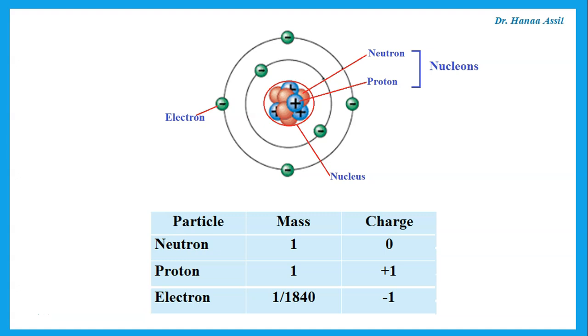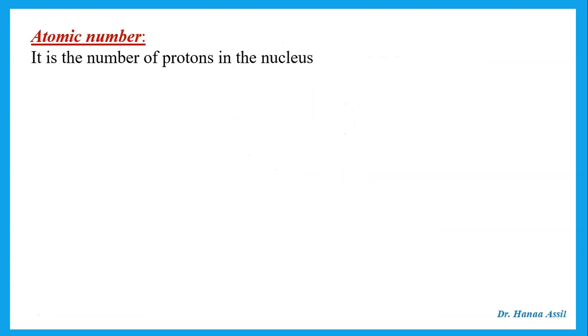So you should know that neutrons and protons each have a mass of 1, but the mass of an electron is something very, very small. We give it as 1 divided by 1840. This is actually a very, very small number, 0.0000 something. The charge, we said, the neutron is neutral. It doesn't have a charge, so the charge is 0. Protons have a charge of +1. Electrons have a charge of -1. Please remember all these basics.